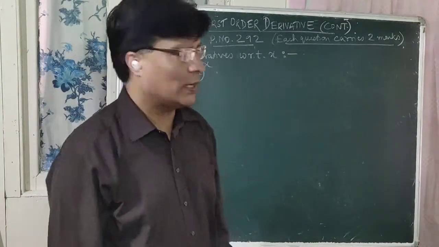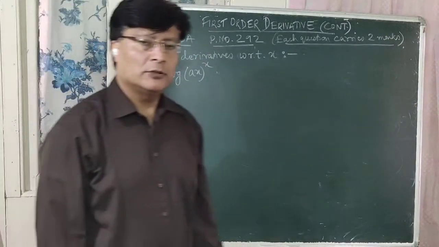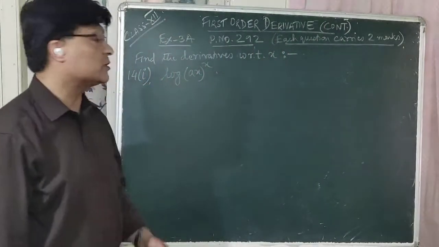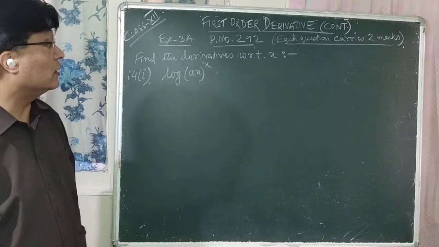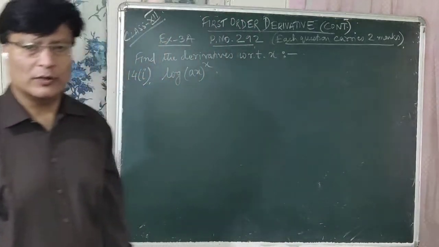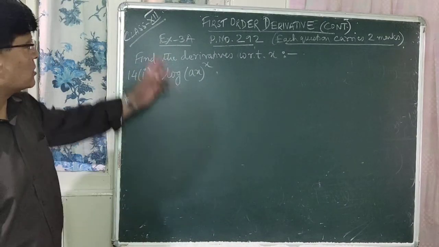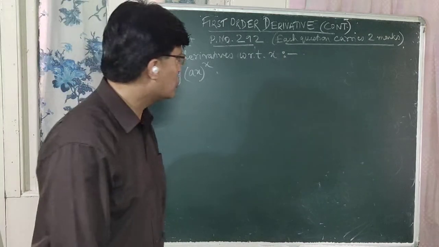So today I am doing the same topic, that is first order derivative. In the last online class also we were doing the same topic, that is first order derivative. So this class is the continuation of the last online class. Same exercise 3A, page number 292, and each question carries 2 marks.